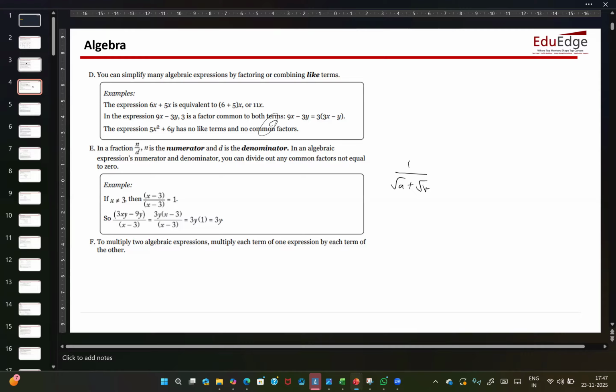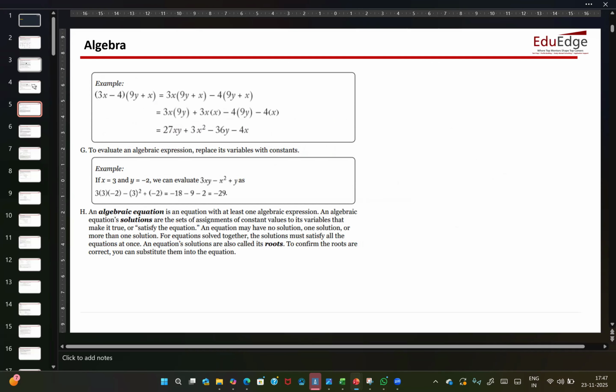If I have root a plus root b in the denominator, it will be root a minus root b is what I'll multiply it by. So it becomes a square minus b square. Just multiply by the complement. That's how we will simplify anything which has irrationals or surds inside. We have done this part.